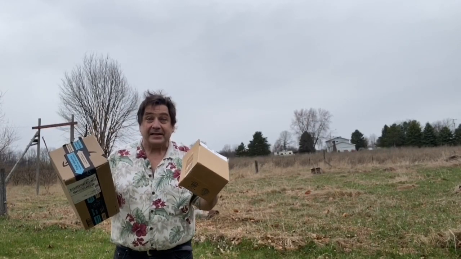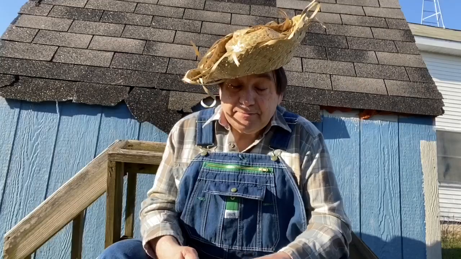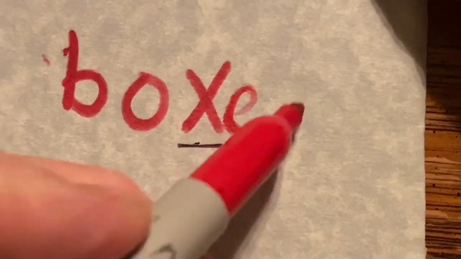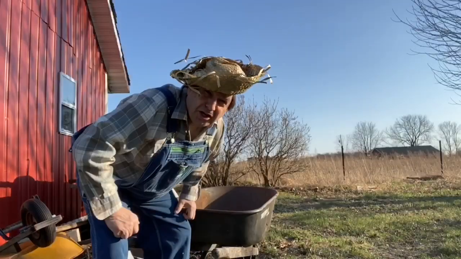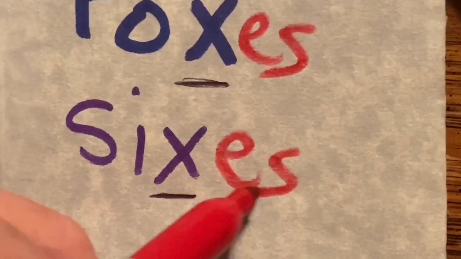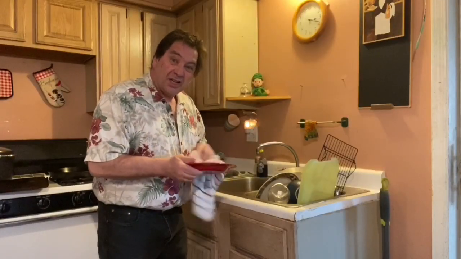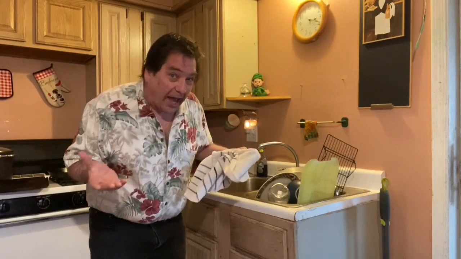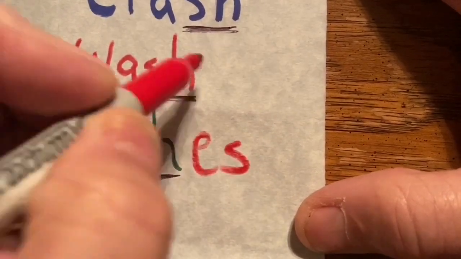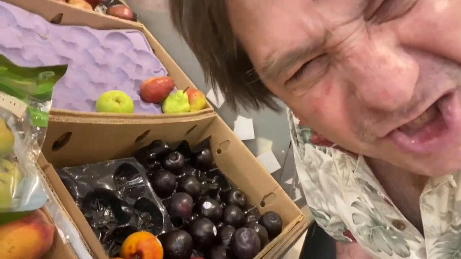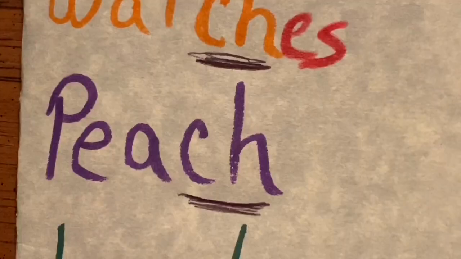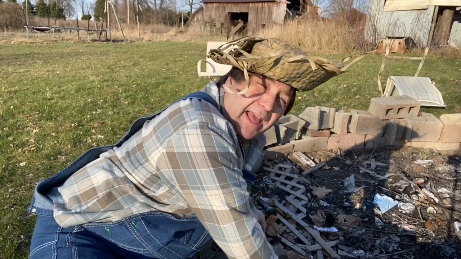Boxes and foxes? Add an ES. Sixes? Just add an ES. Dishes and washes? And crashes? Just add an ES. How about peaches? Just add an ES. Beach to beaches? Yes, add an ES.